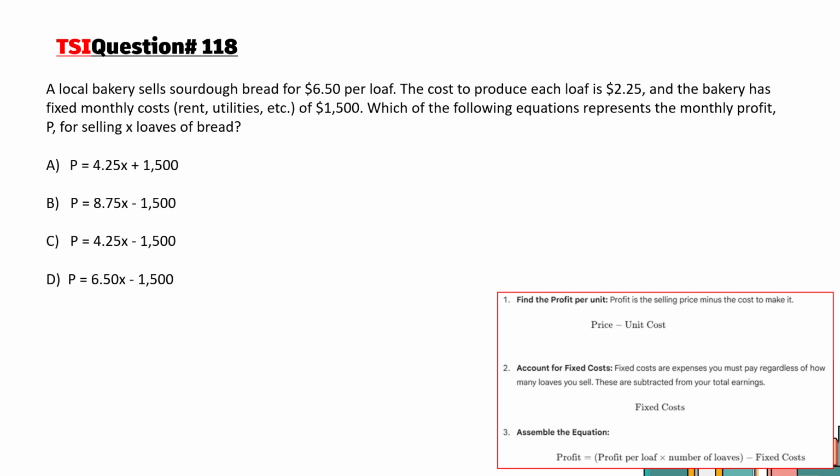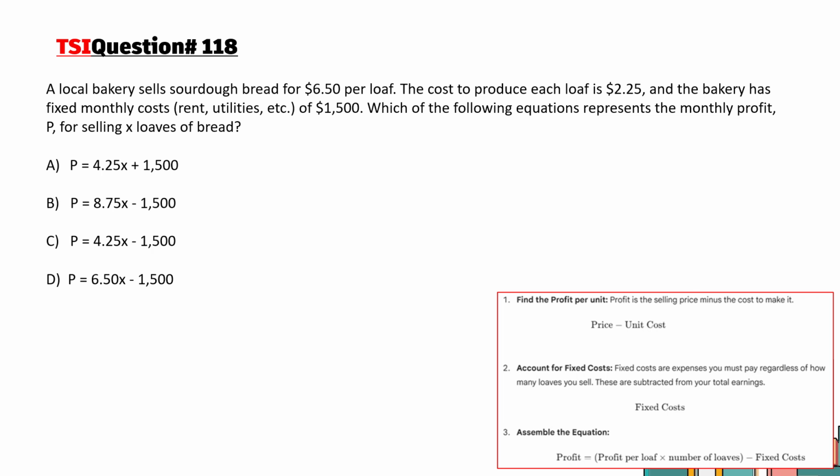So let's review on setting up a problem like this. As we know, first we have to find the profit per unit. The profit is the selling price minus the cost to make it. So the difference between the price you sell at and the unit cost, you have to use that much money to make one product. The difference between them will be your profit per unit.